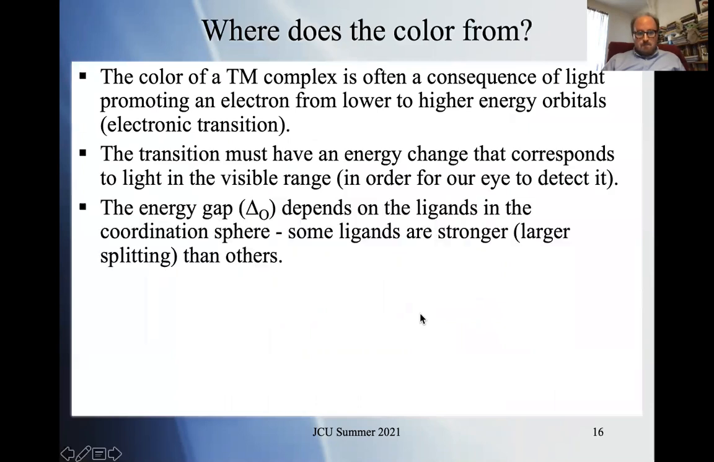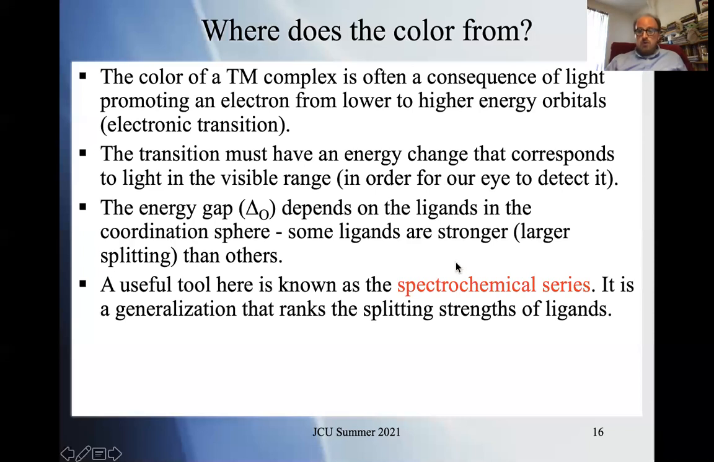All right, now, as I said, we have that split based on the model. But the model just assumed a negative charge for the ligand. At this point, we know that there are lots of different ligands. They're not all negatively charged. Some may be monodentate, some may be bidentate, and so on. And it turns out that depending on the ligand, it's going to have different ability to split those orbitals.